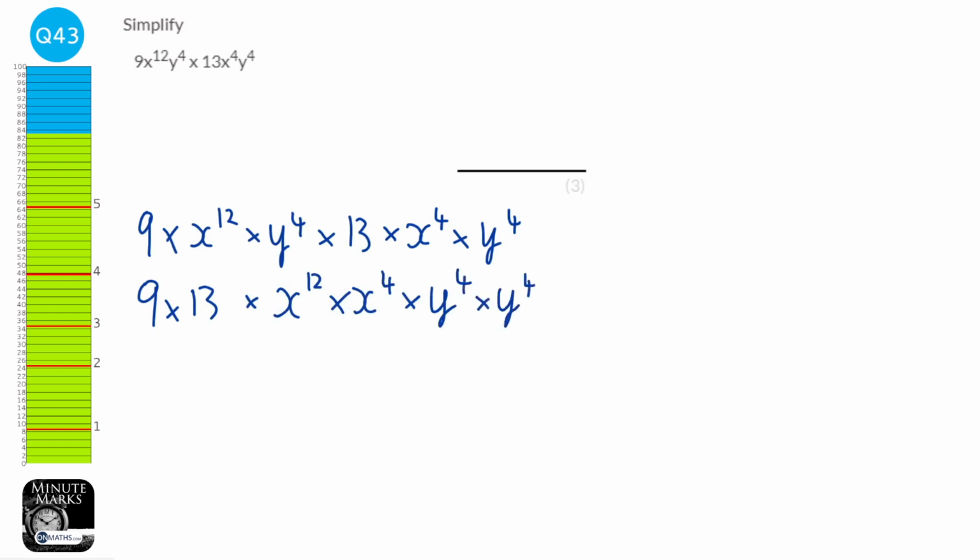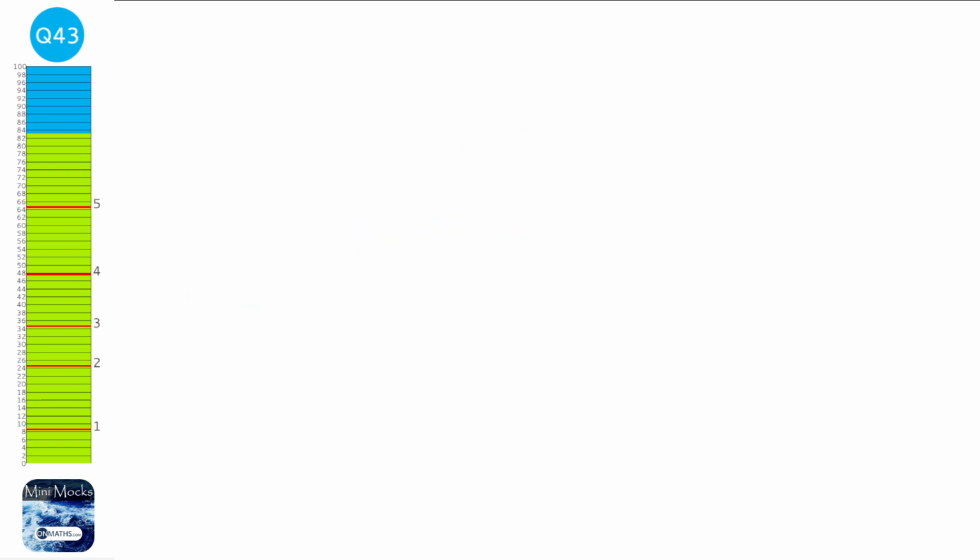So first thing to do is 9 times 13, which is just 117. Then we've got x to the power of 12 times x to the power 4. Now we know when we multiply two powers of the same base, and the base is x on both of those, we just add the powers. So it's 12 plus 4, which is 16, so it'll be x to the power of 16. And then y to the power 4 times y to the power 4, we just add them together, so it's y to the power of 8.